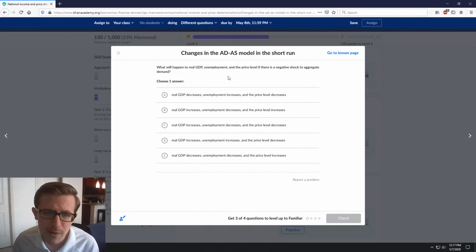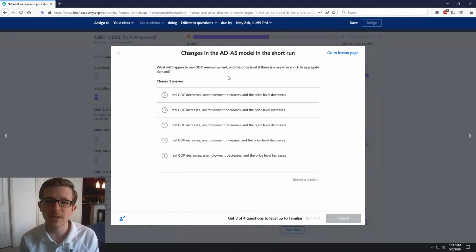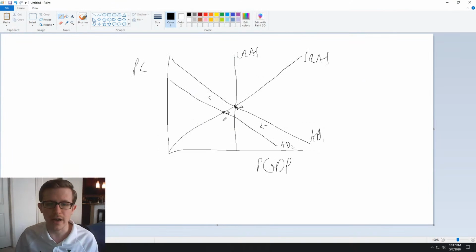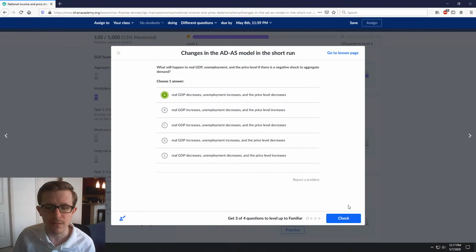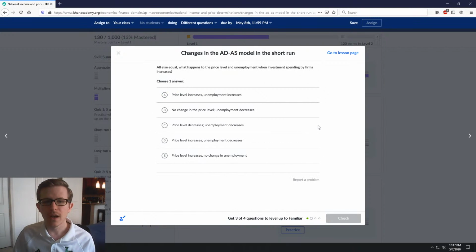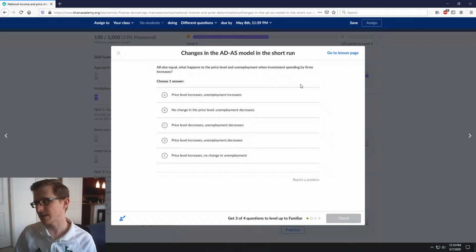So let's see here. What will happen to real GDP, unemployment, and price level if there is a negative shock to aggregate demand? Looking at our graph, GDP's down, price level's down, and unemployment's up, so likely to be A. There we go. All else equal, what happens to price level and unemployment when investment spending by firms increases? So investment spending, what is investment part of? Think about that here for a second.